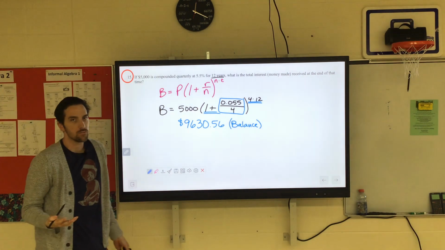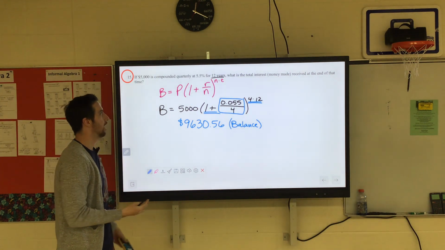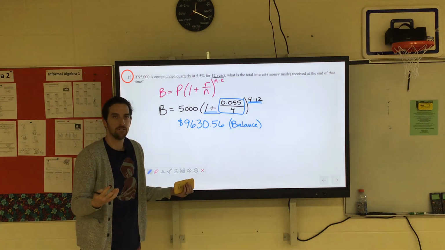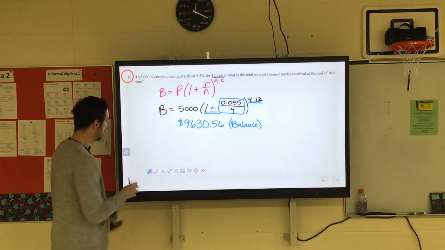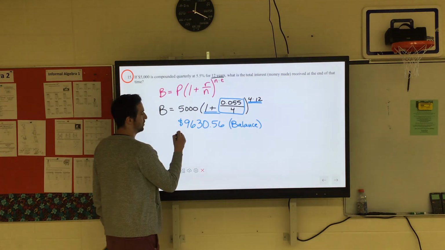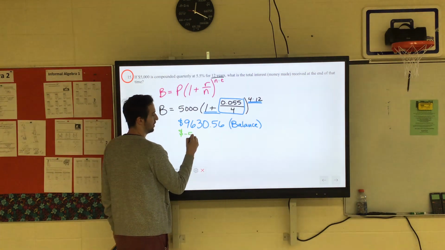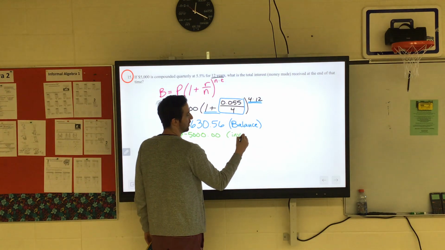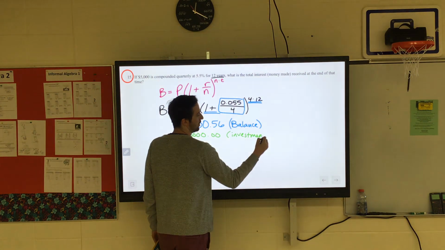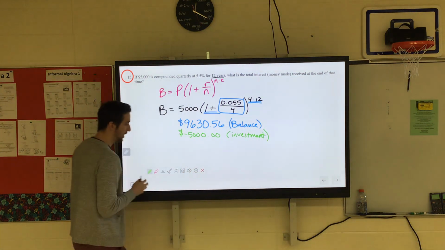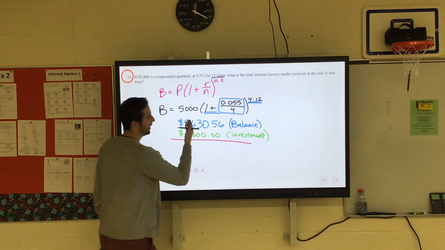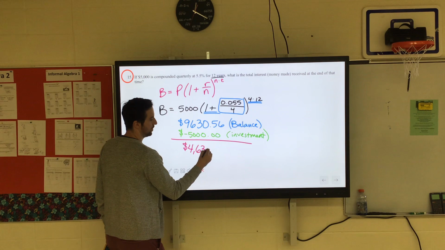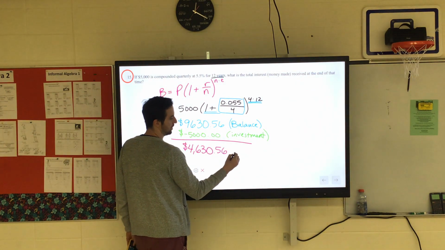Now it's not asking us what the balance is. It's saying how much interest did we make? How much free money was put in this account after we put in our $5,000? So if we take out the $5,000 that we put in, that was our initial investment, that will leave us with how much money we made in interest. So 9 minus 5 is 4. So it'd be $4,630.56 in interest.